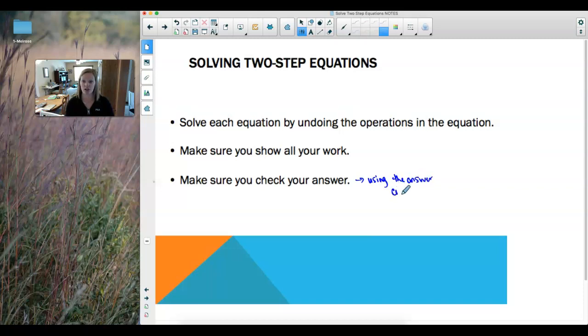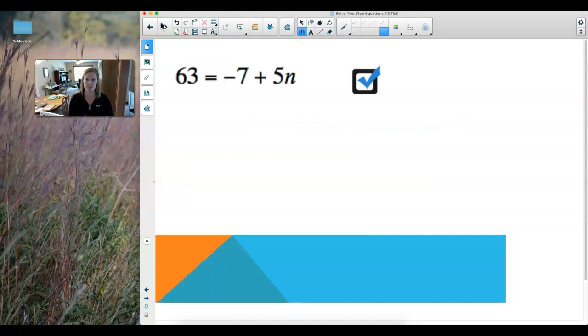Okay, so I encourage you to check your answers so you know if you're doing it right or not. Okay, so let's try a couple of these examples so hopefully you'll understand what you're doing. Now we draw a line by the equal sign. That should be the first thing you always do. Then the variable has a best friend right now, and the variable's best friend is the positive 5.